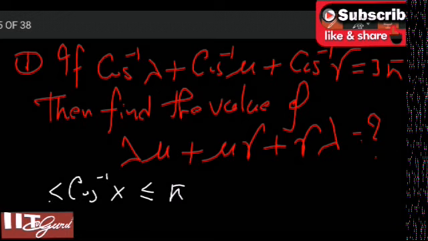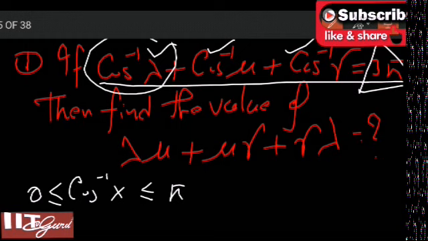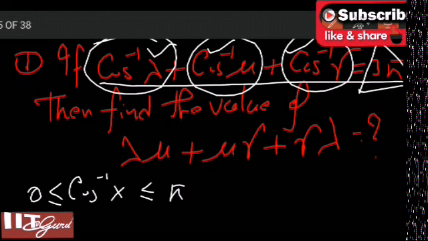So the only condition is lambda equal to mu equal to gamma equal to -1. You can see this from the graph of cos inverse x also. Each value is -1, so substituting, -1 into -1 is 1. Each and every product you will get is 1, and hence the answer is 3.